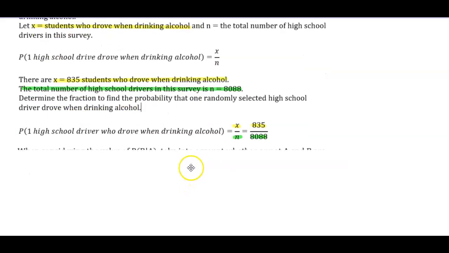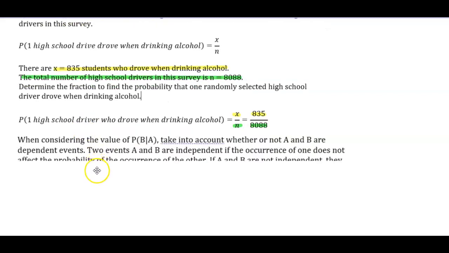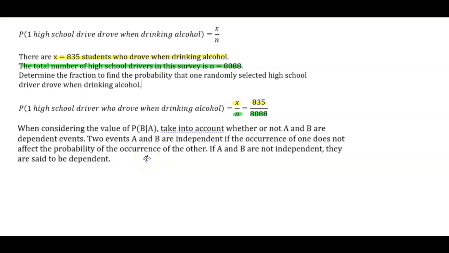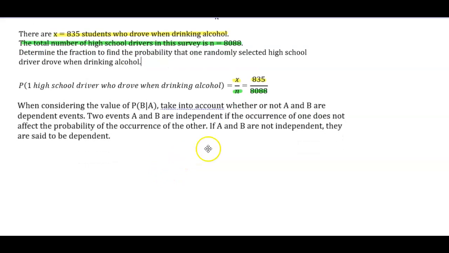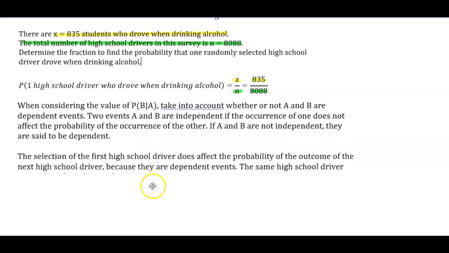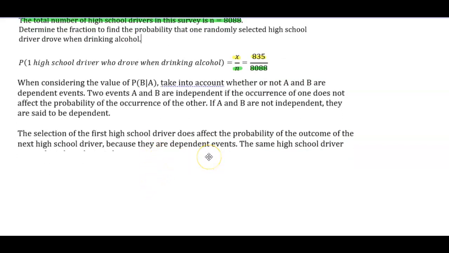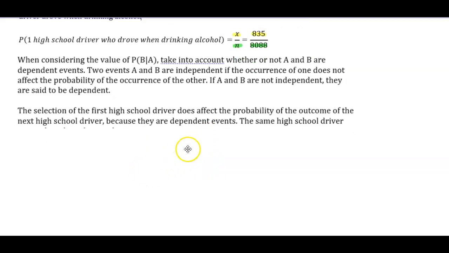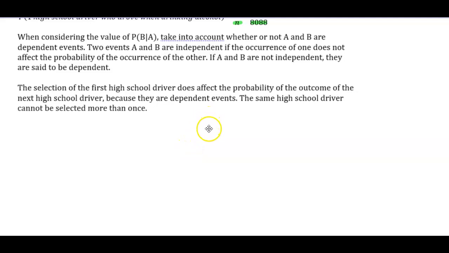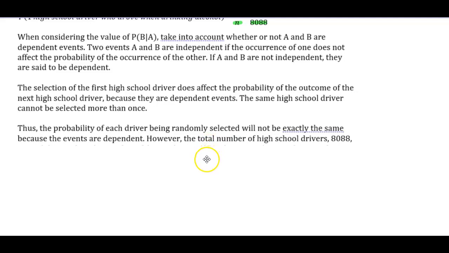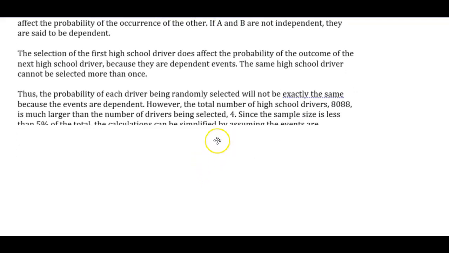Okay, in our question, we're looking for 4, right? So since there's 4, we need to consider the value of the probability of event B, provided that A has already occurred. We want to take into account whether or not A and B are dependent events. Now, 2 events A and B are independent if the occurrence of one does not affect the probability of the occurrence of the other. If A and B are not independent, then they are said to be dependent. Now, the selection of the first high school driver does affect the probability of the outcome of the next high school driver because they are dependent events. So the same high school driver cannot be selected more than once. However, the probability of each driver being randomly selected will not be exactly the same because the events are dependent.